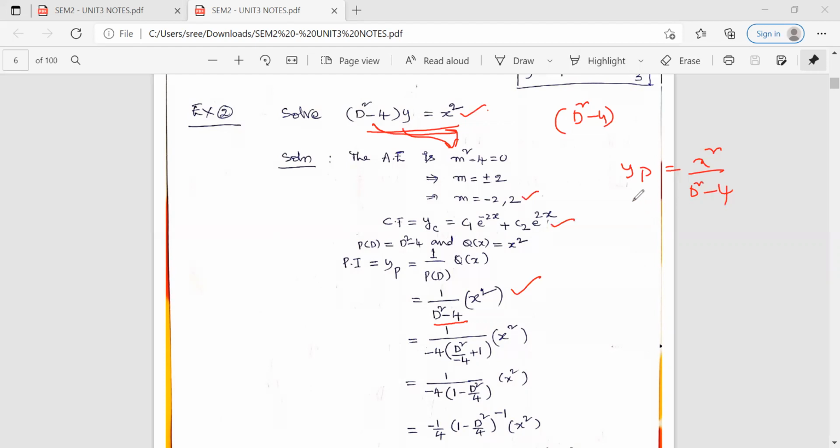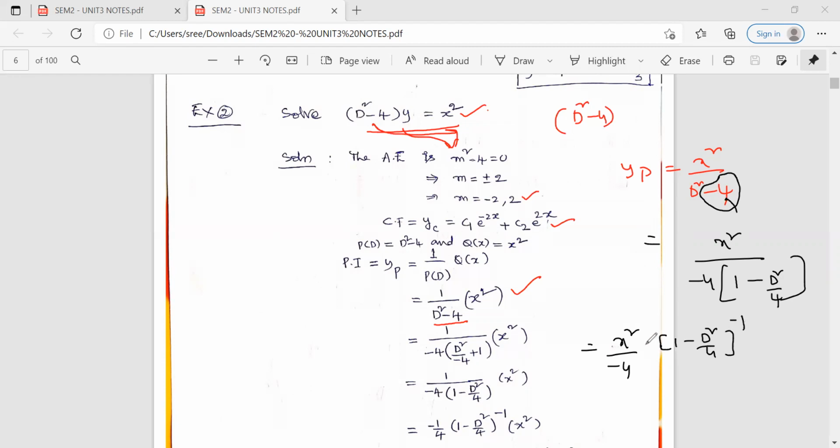For finding yp, if we have an algebraic equation in Q of x place, what is the first rule? We should write 1 in the constant place. But here we have minus 4. First I take minus 4 as common. Then we get 1 in the constant place. Here I get d square by 4. Now I take the denominator into the numerator, so I get the whole power inverse form. Now we get the expansion in the form of 1 minus x whole power minus 1. This is 1, this is x, this is whole power minus.